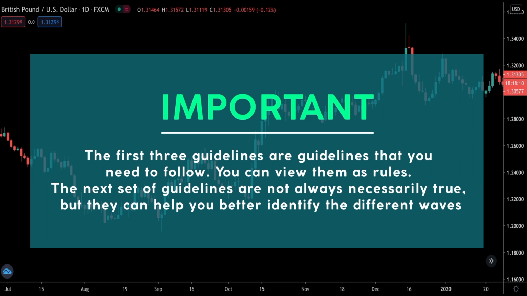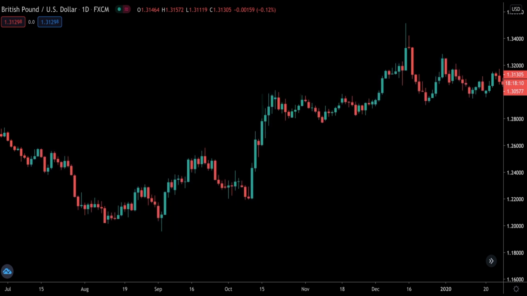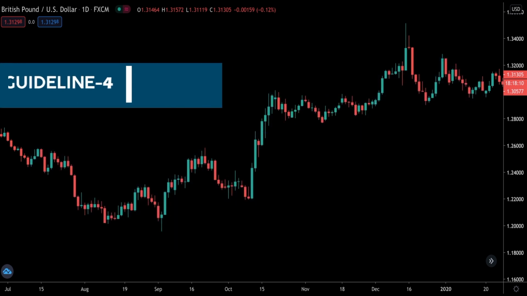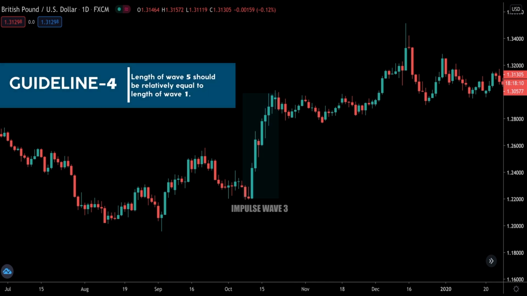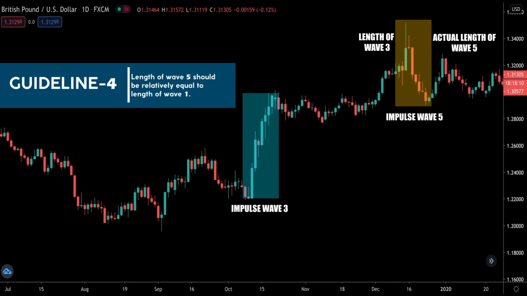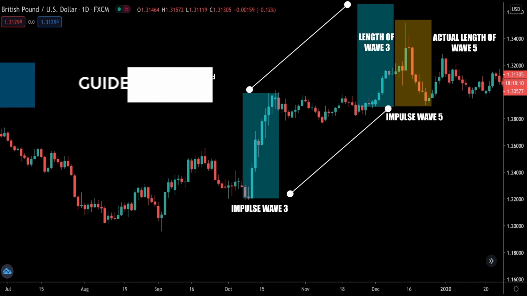Now, the first 3 guidelines are guidelines that you need to follow. You can view them as rules. The next set of guidelines are not always necessarily true, but they can help you better identify the different waves, so keep watching. Guideline number 4, when wave 3 is the largest impulsive wave, the length of wave 5 should be relatively equal to the length of wave 1.